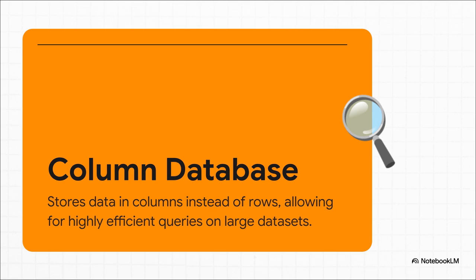Now, this is a really fundamental shift in thinking. Instead of storing data in rows like you would in a traditional spreadsheet, it stores it in columns. So why on earth does that matter? Well, because if you want to analyze just one piece of information, let's say the average temperature from millions and millions of sensor readings, the database only has to read that one column. That makes it blazing fast for analytics.